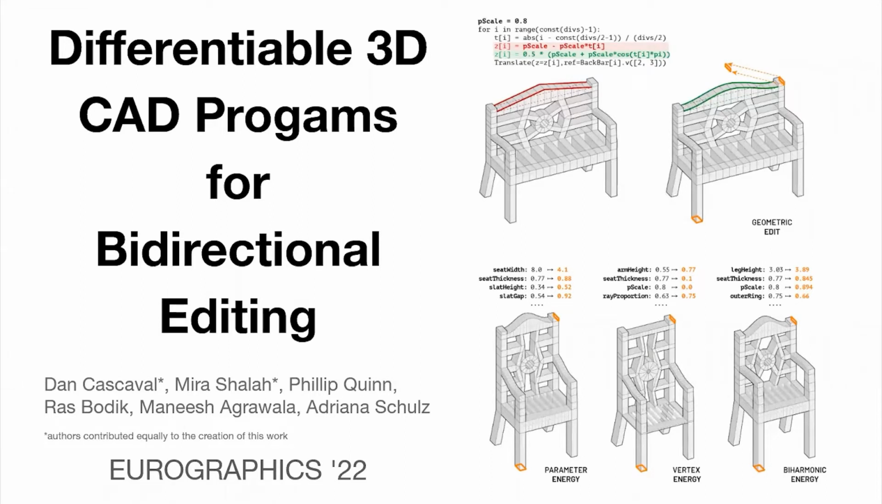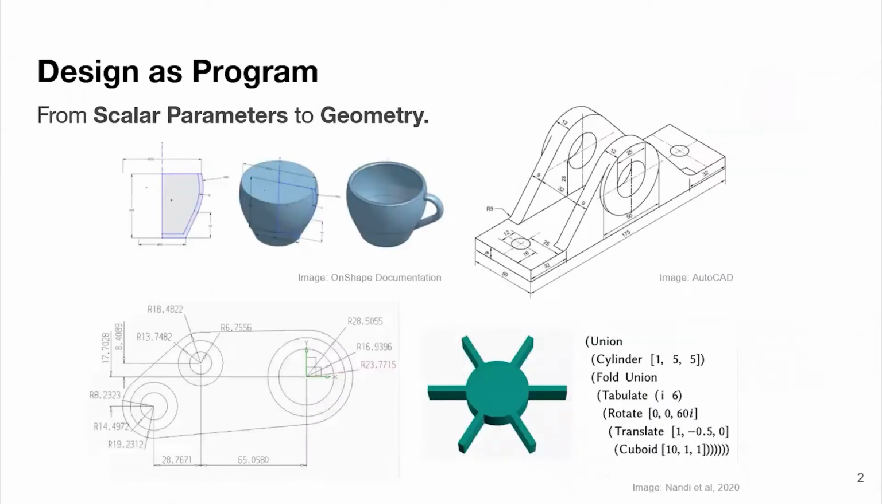This is Dan Cascaval, and I'm here to talk to you today about differentiable 3D CAD programs for bidirectional editing. Lots of engineering computer-aided design is done using so-called history-based CAD models. These are essentially scalar functions from scalar parameters that generate geometry. They have a different number of parameters controlling every operation, and the user can later go back and edit these parameters in order to make changes to the model.